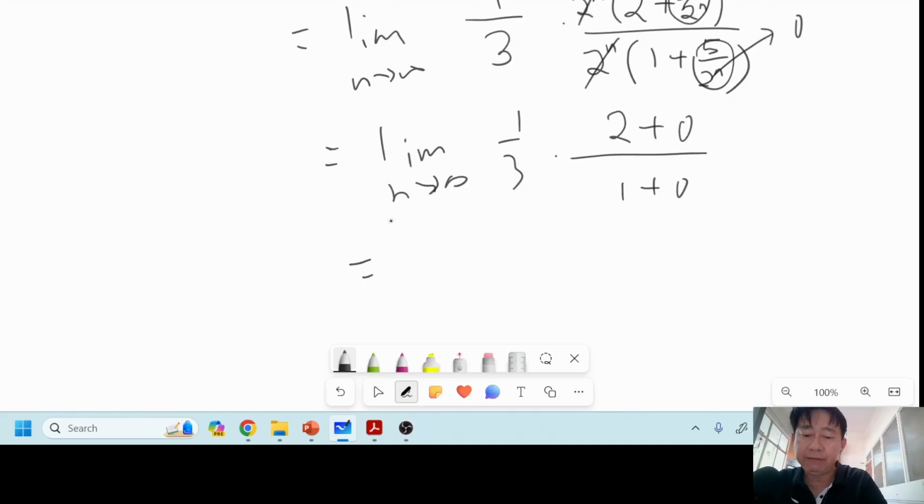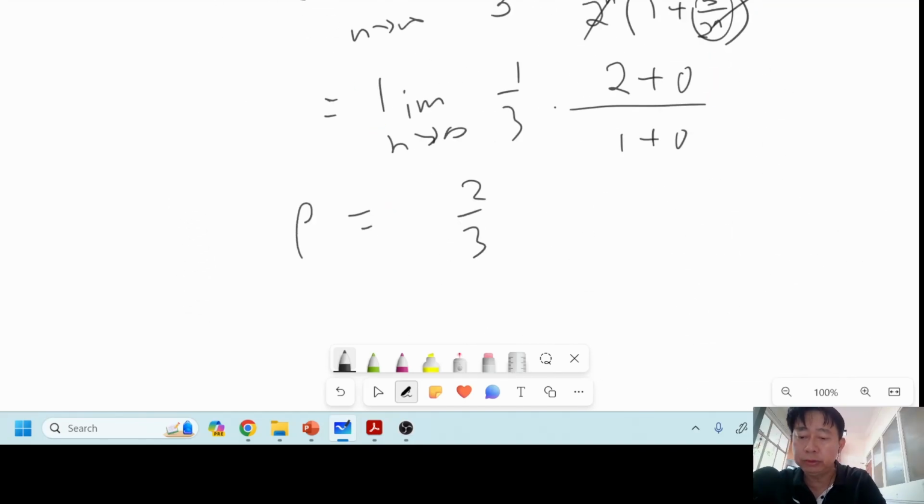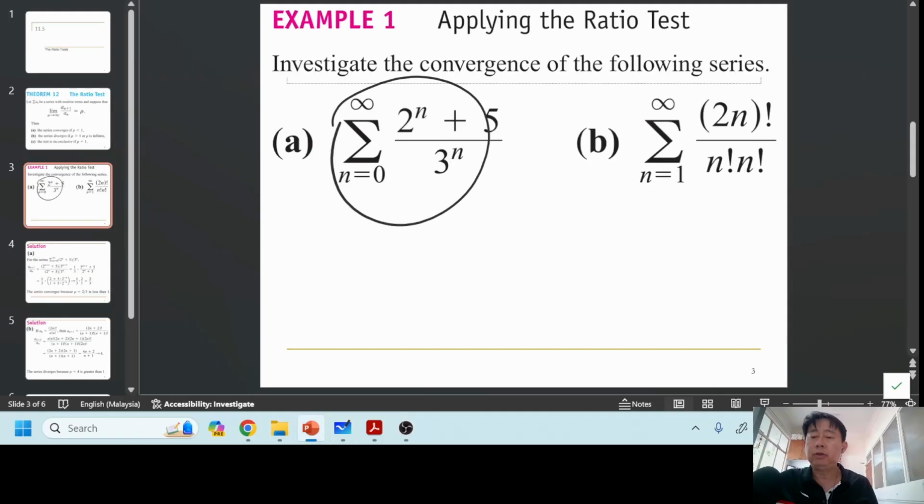Therefore, what I'm left with is 3 over 2 as the limit of the ratio a_(n+1) over a_n. Therefore, according to the ratio test, rho, which is smaller than 1, infers that the sum of the terms a_n in the series is convergent. That is the solution to example 1a.